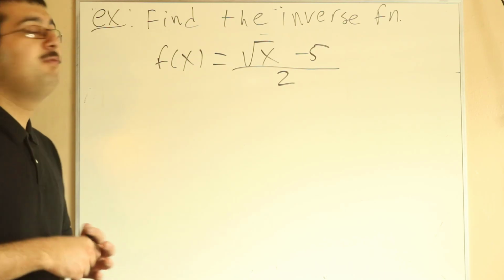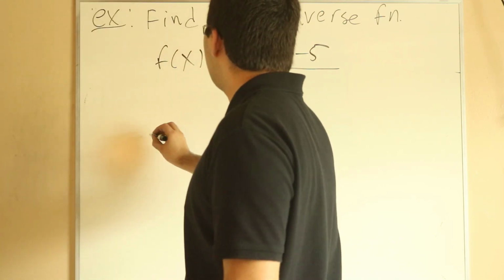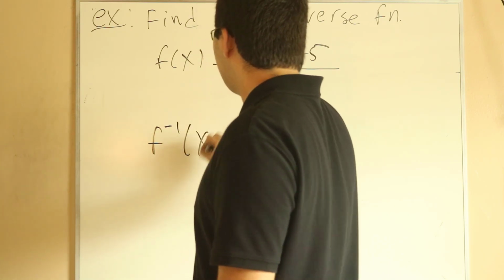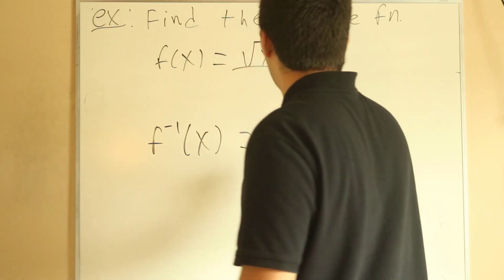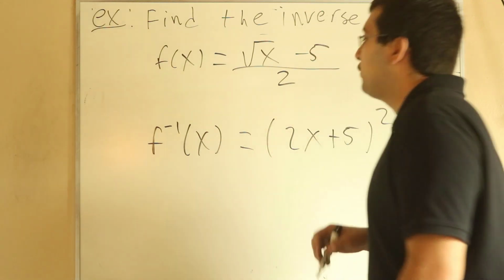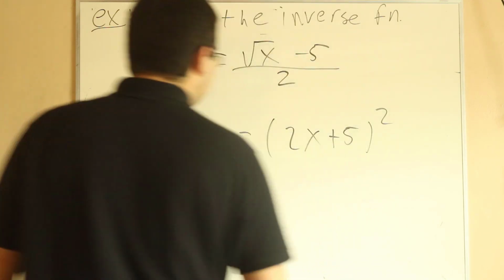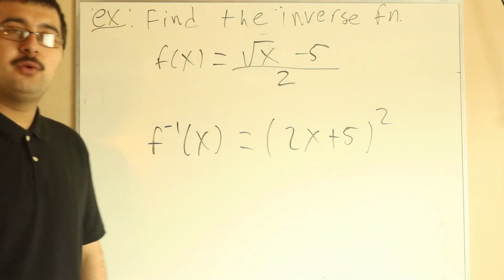Okay, so hopefully you gave the problem a shot, and let's now compare answers. The answer I got was f inverse of x equals (2x plus 5) quantity squared. This was the inverse I got. So hopefully we got the same answer. If not, double check your work.